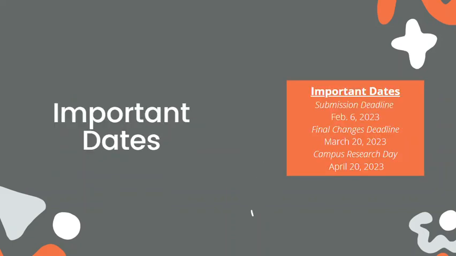As a reminder, Campus Research Day 2023 initial submissions are due by February 6. Any necessary changes must be finalized prior to the March 20 deadline. The March 20 deadline this year is a fixed deadline, and no new submissions will be accepted after the deadline to avoid logistical issues. Be sure to double check that you are signed up prior to that March 20 deadline.